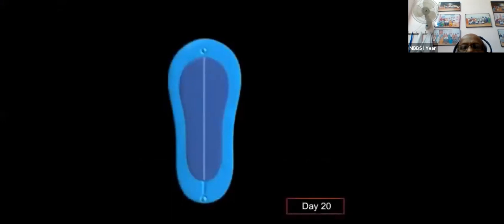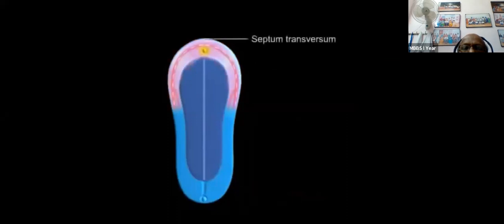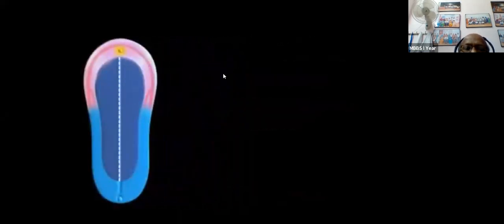Change in position of the heart after cephalocaudal folding. So now this is the dorsal view of the embryo. Neural fold. So you see that, this is the site where we have formation of the white streaks, the intraembryonic celom. The red color structure is the primary heart field.